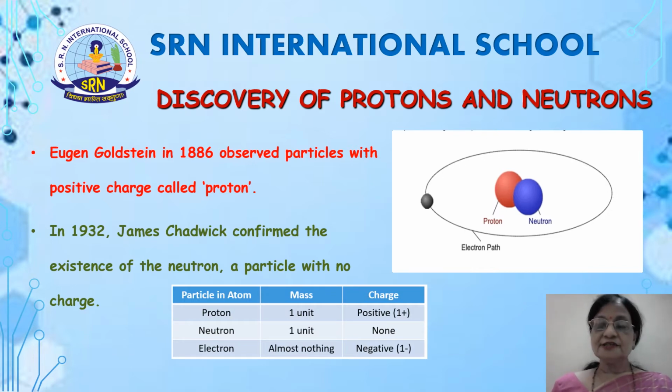So the three subatomic particles, proton, neutron and electron, had the following mass and charge. Proton had 1 unit mass and positive charge, which was +1. Neutron has 1 unit mass but no charge, and electron has a negligible mass and a charge of -1.